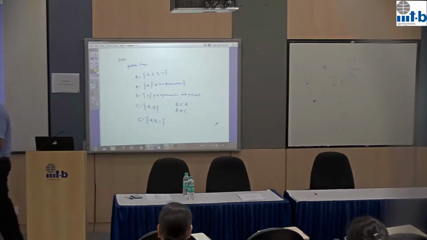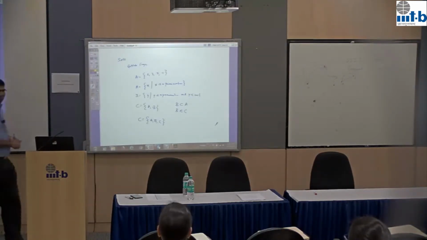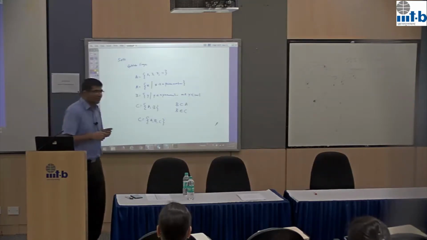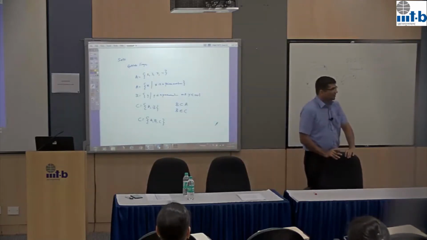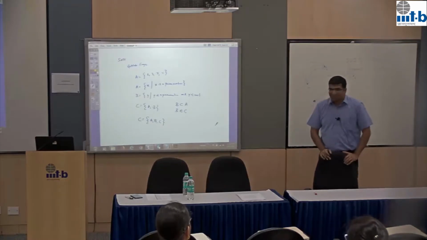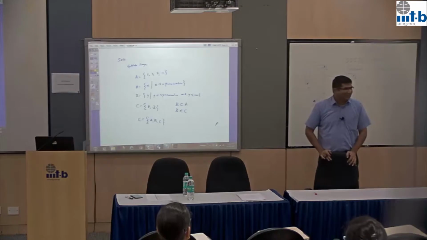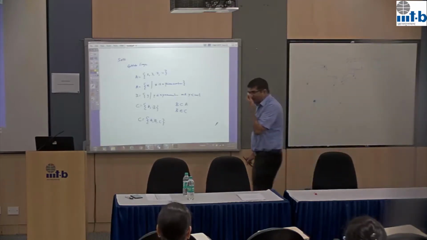Okay, now what is strange about the third set? This definition of C. You see something strange, right? What is strange about this? Yeah, so C is an element of itself, right? So C is a set which contains itself. So what happens with this?